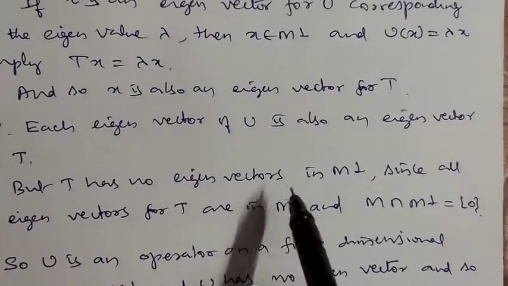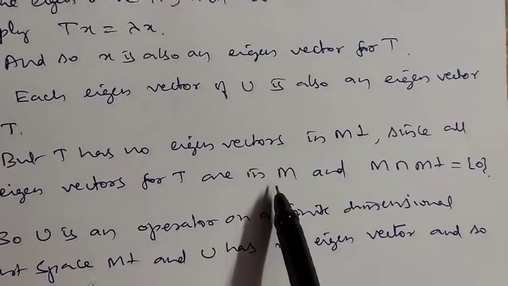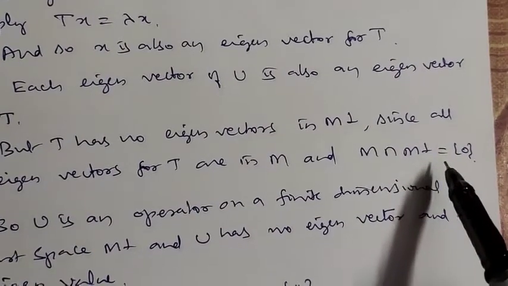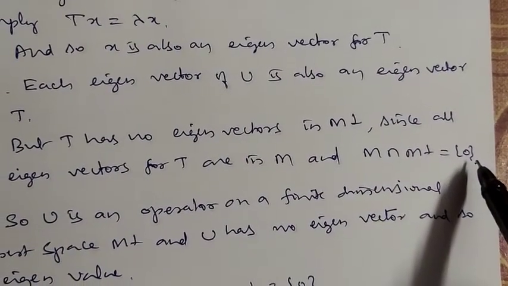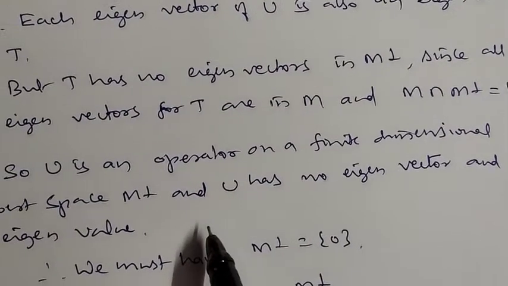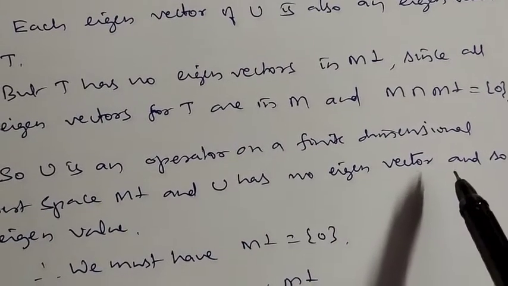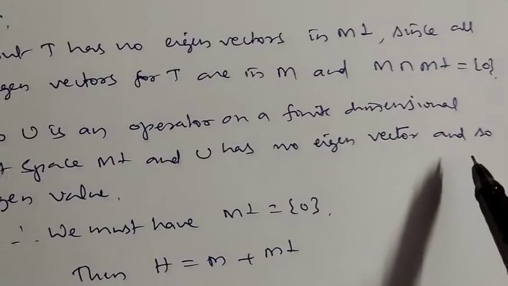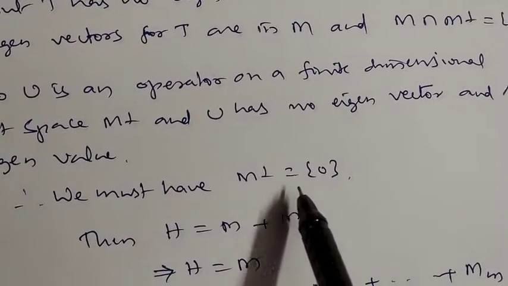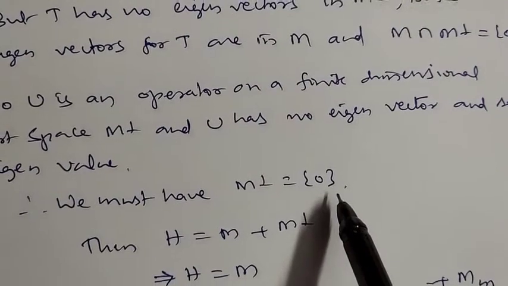But T has no eigenvectors in M lambda, since all the eigenvectors of T are in M, and M intersection M perp contains only the zero vector as the common vector. Therefore, U is an operator on a finite dimensional Hilbert space M lambda, and U has no eigenvector. U has no eigenvector means U has no eigenvalue. Therefore we must have M lambda equal to 0.